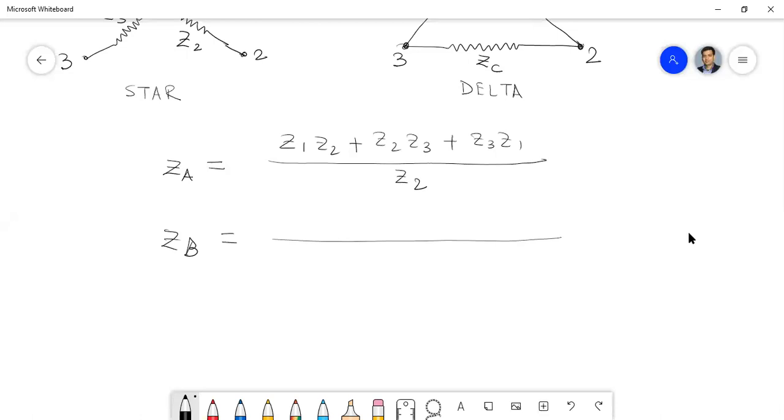So ZB is Z1 Z2, Z2 Z3, Z3 Z1 in the numerator, and what will be the denominator? Z3. Z3, sir. Z3. So this is how you can remember easily. That's all. It's very easy, but the proof is not that easy. How are we getting this? That is not there in your syllabus.